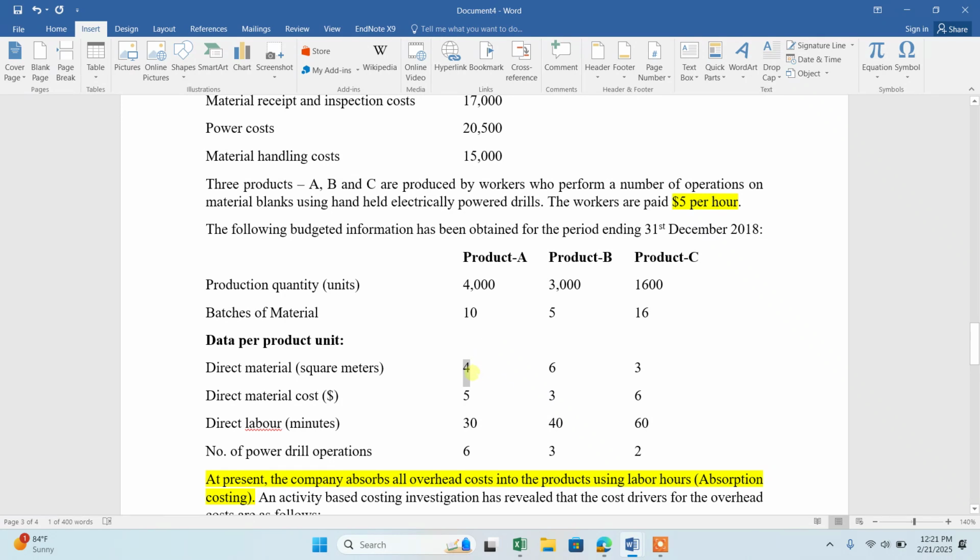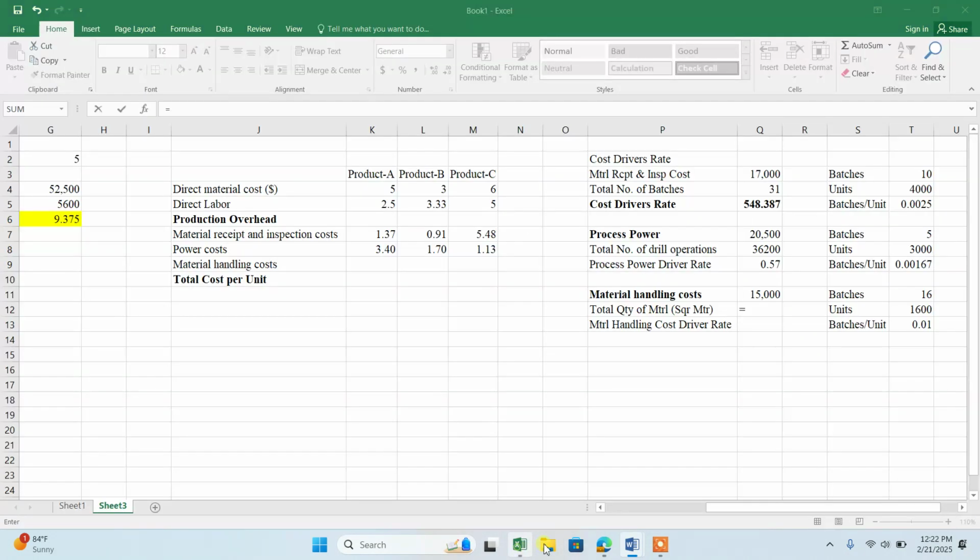So what we need to do: 4,000 multiplied by this 4, then 3,000 multiplied by 6, then 1,600 multiplied by 3. It means that I will be able to know how many total square meters are covered by products A, B, and C. So 4 are required for product A. How many total units? 4,000.